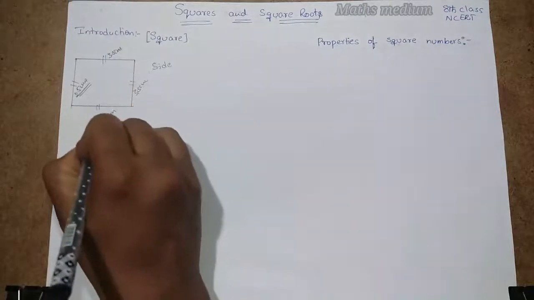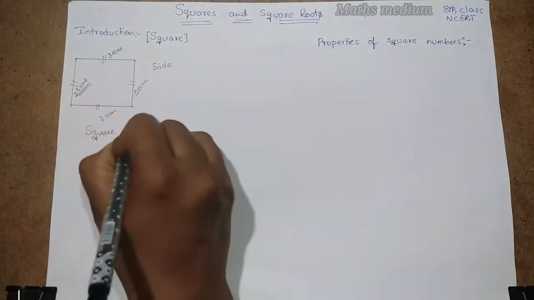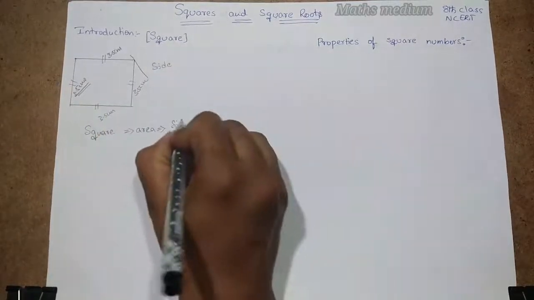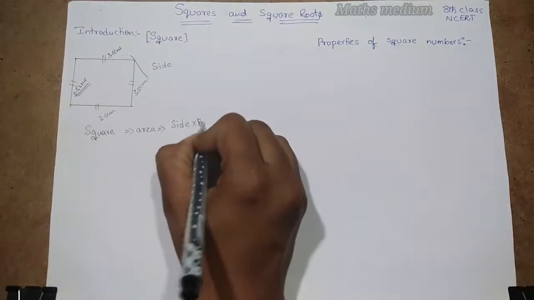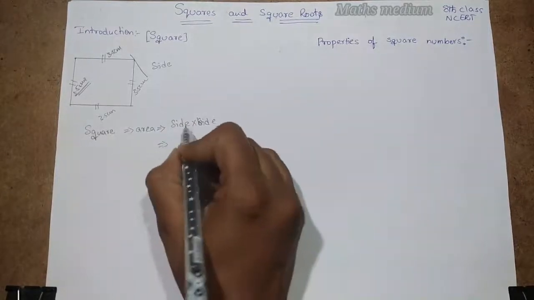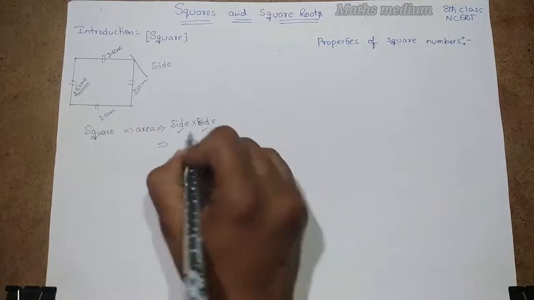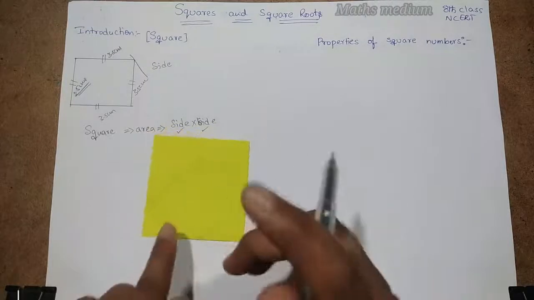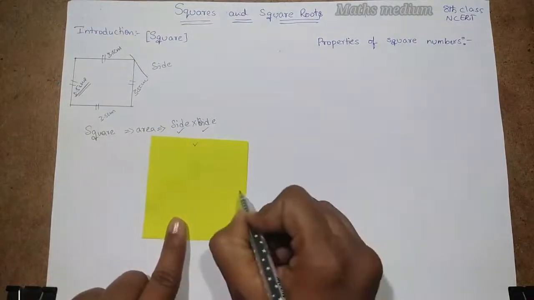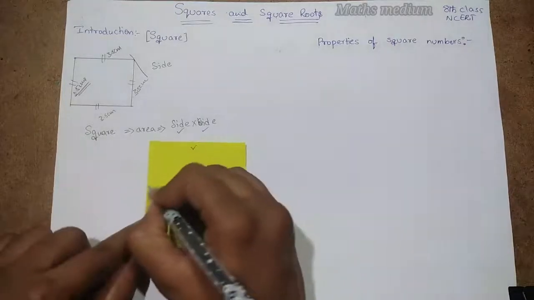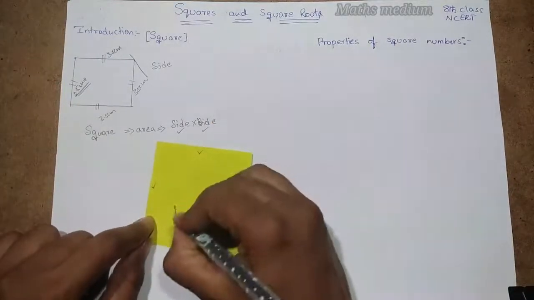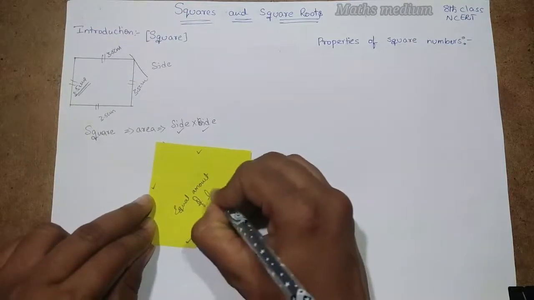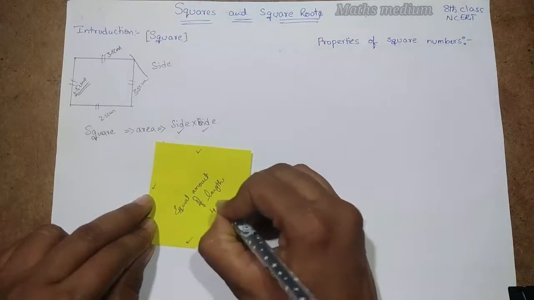In case you want to find the square's area, you get the formula side by side. It means one side into another side. This is a square example. You know that the length of this side is equal to this side, and similarly this side and this side also. Here it seems to be equal lengths on all four sides.